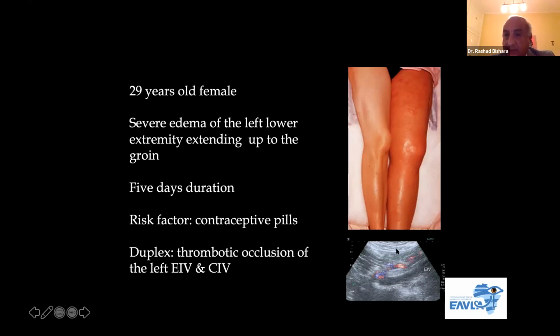Can you see now the slides? Yes, we can see it. Yes, very well.